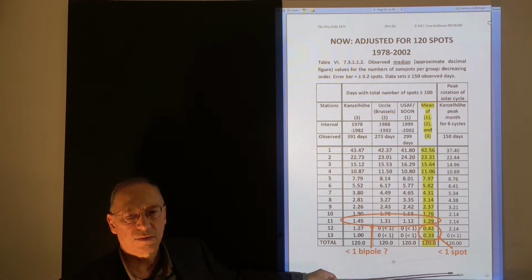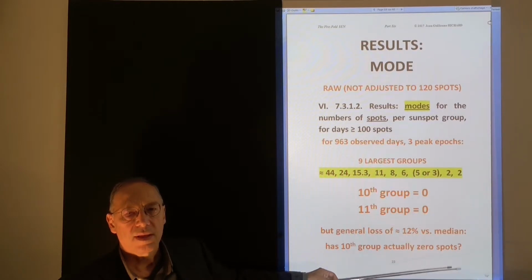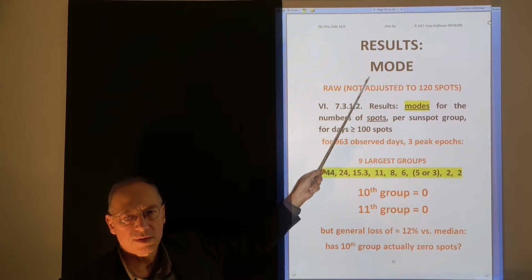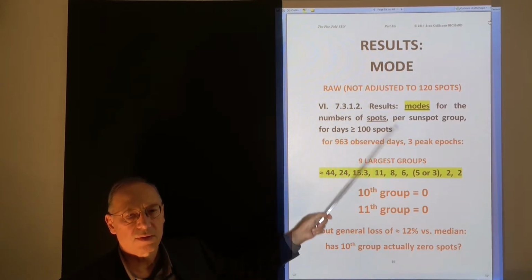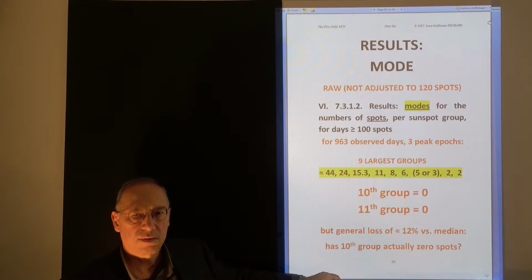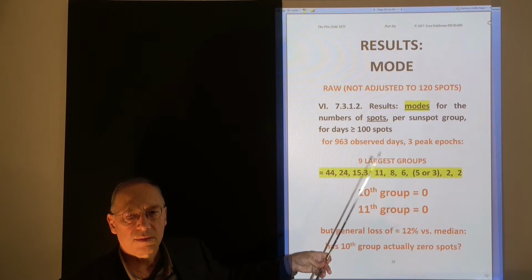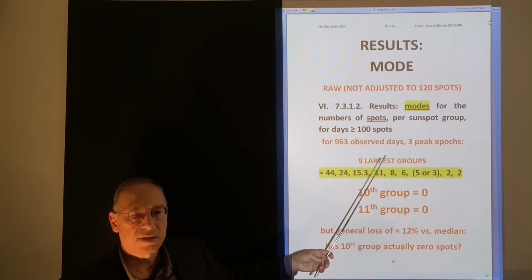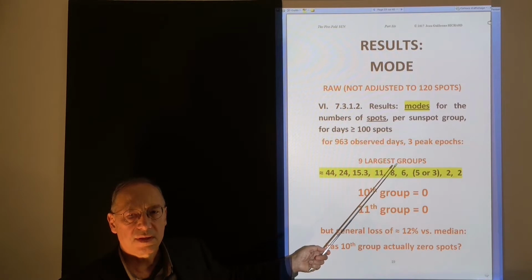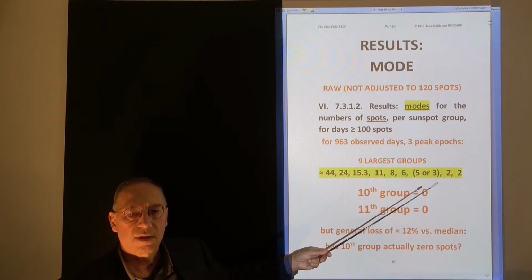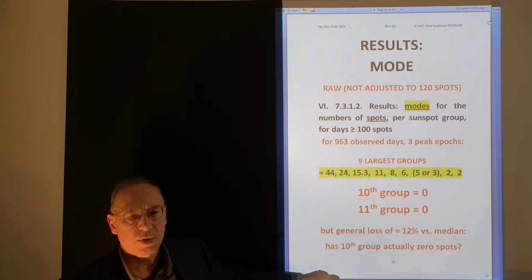detected as physical groups. Now we turn to the mode of the distribution, and we will look for a raw mode, not adjusted for 120 spots for now. We will find from 963 observed days across 3 peak epochs that only the 9 largest groups have at least 2 spots in them. The 10th group, its mode is 0, and the 11th group, of course, as well.